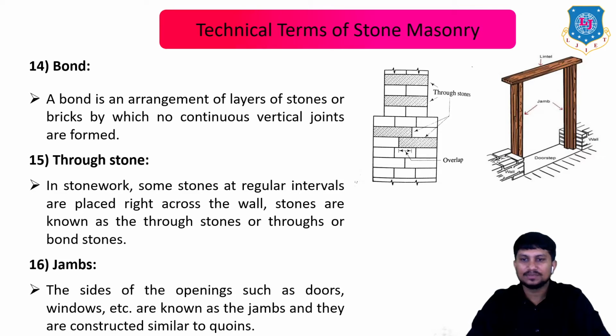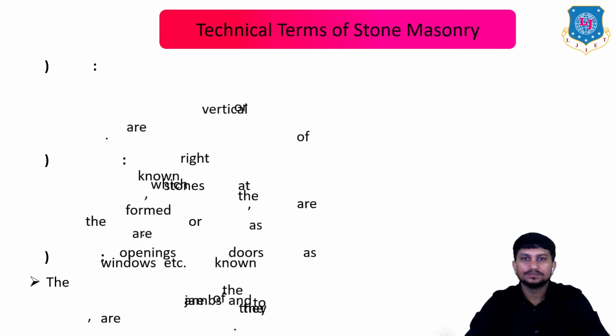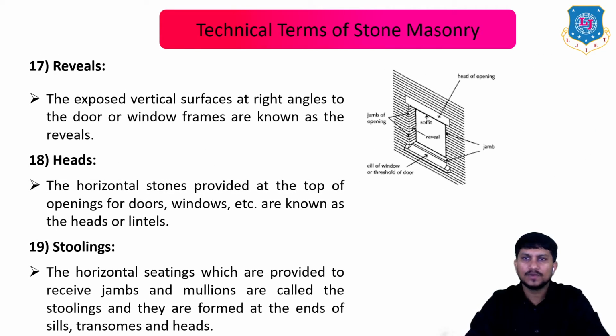Next is jambs. The sides of the openings, such as doors, windows, etc., are known as the jambs, and they are constructed similar to quoins. You can clearly see jambs in this door figure also. Okay, it is one type of side of the openings of doors and windows. Next is reveals. The exposed vertical surface at right angles to the door or window frame is known as the reveal. You can clearly see reveal in this figure.